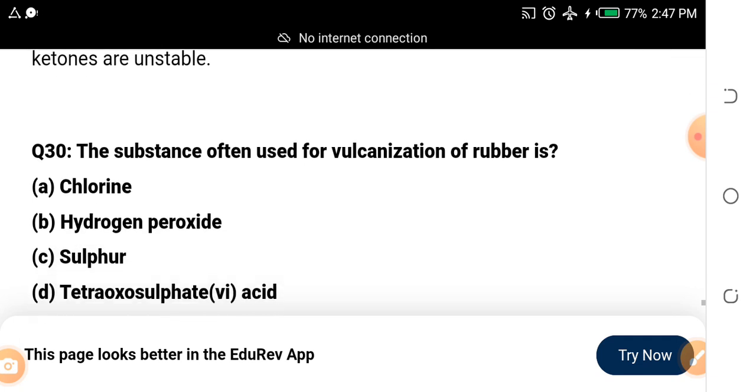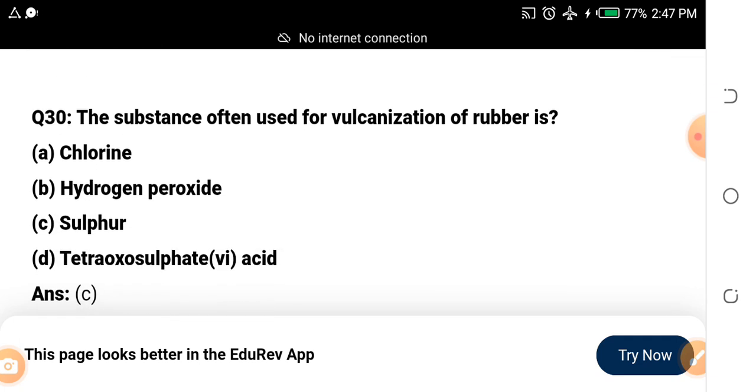Question number 30. The substance often used for vulcanization of rubber. When your car has an issue, you go to a vulcanizer. Some people call it vulcanizer, but it's wrong. You go to a vulcanizer, right? And there's a substance they normally use to treat your tube and tire. The substance often used for vulcanization of rubber is dash.